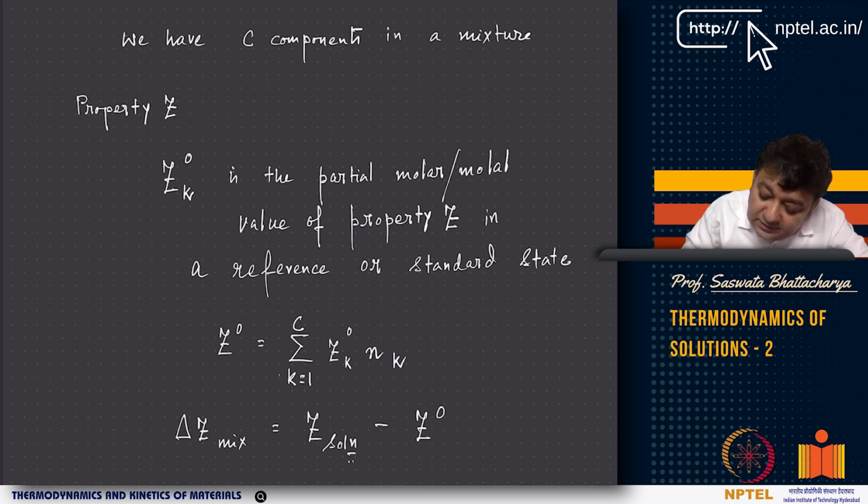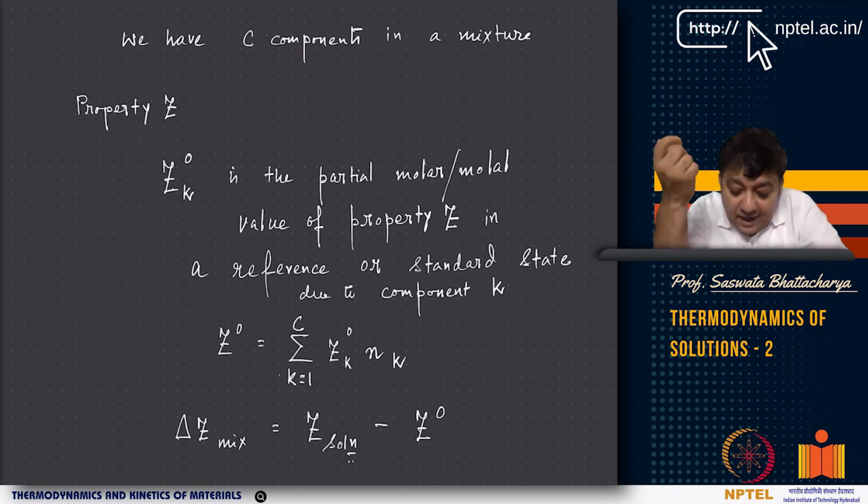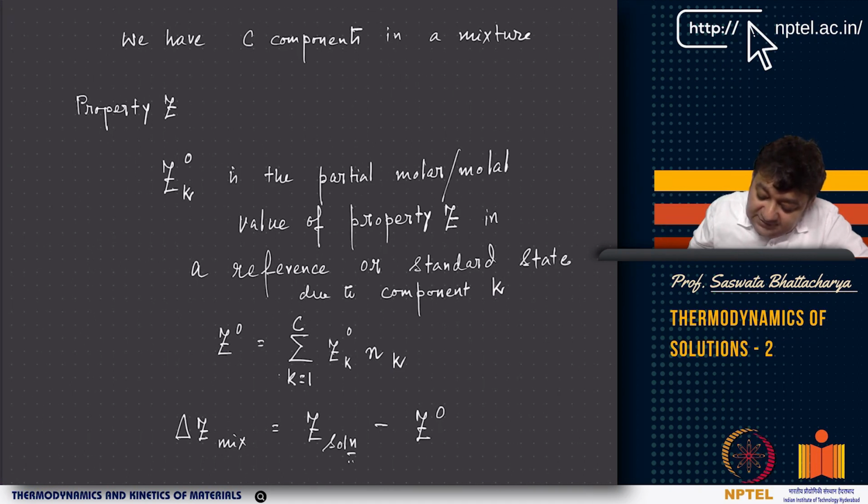ZK0 is the partial molar quantity, or partial molar value, of property Z in a reference or standard state due to component K. So if you have that, the reference state value Z0 is nothing but the sum of ZK0 NK, with K equal to 1 to C. ZK0 is the partial molar value of property Z due to component K in the reference or standard state. Now think of this delta Z mix.